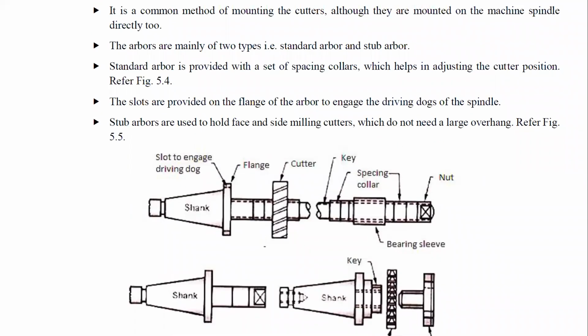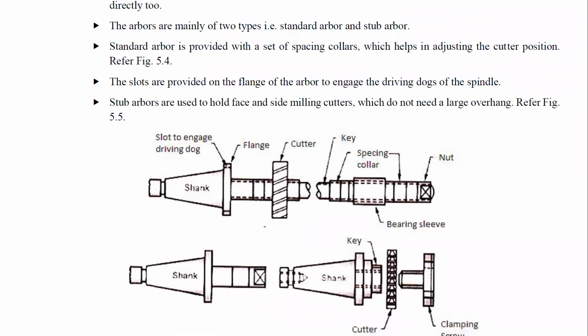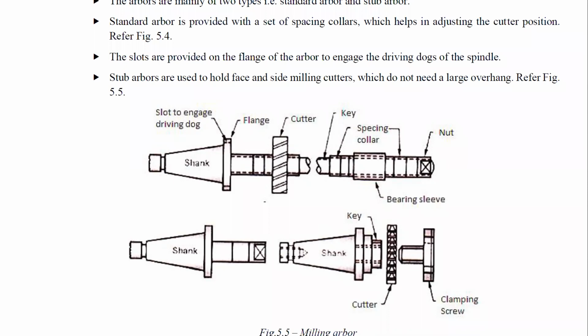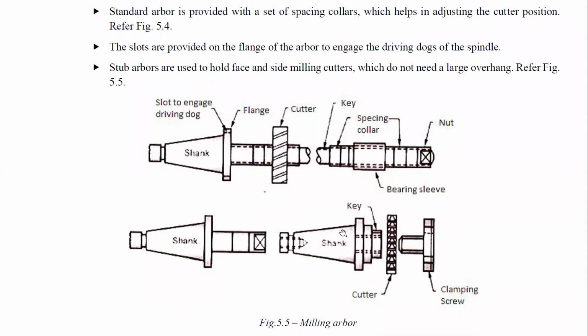The standard arbor is provided with a set of spacing collars which help in adjusting the cutter position. Here the slots are provided on the flange of the arbor to engage the driving dog of the spindle. Here the flange and the cutter are provided with the key over here, spacing collar, nut, bearing.